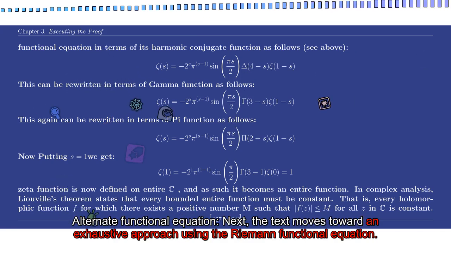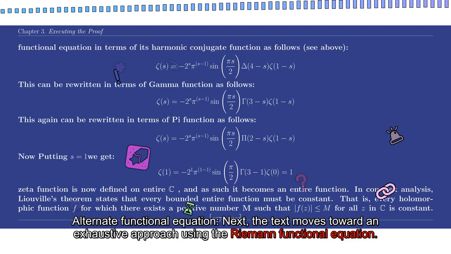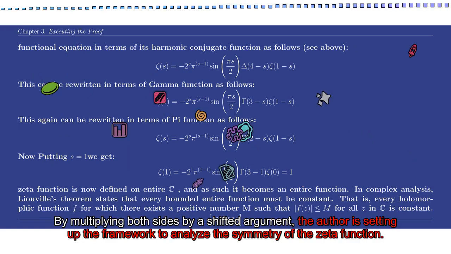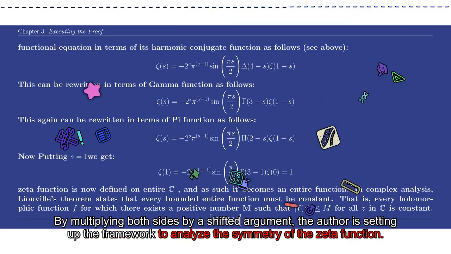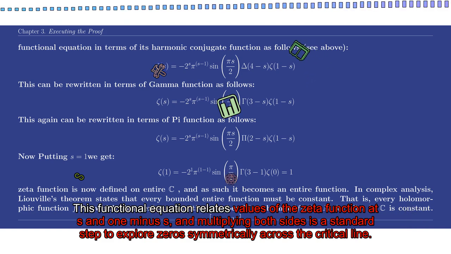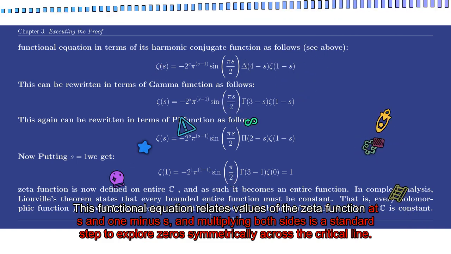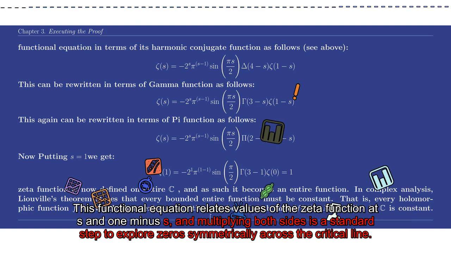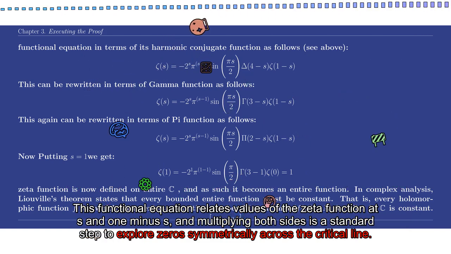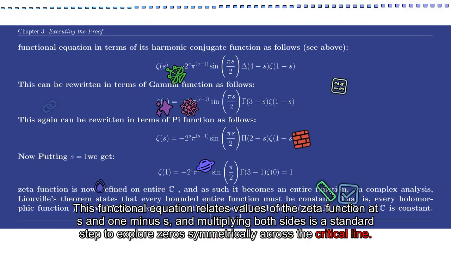Next, the text moves toward an exhaustive approach using the Riemann functional equation. By multiplying both sides by a shifted argument, the author is setting up the framework to analyze the symmetry of the zeta function. This functional equation relates values of the zeta function at s and 1 minus s, and multiplying both sides is a standard step to explore zeros symmetrically across the critical line.